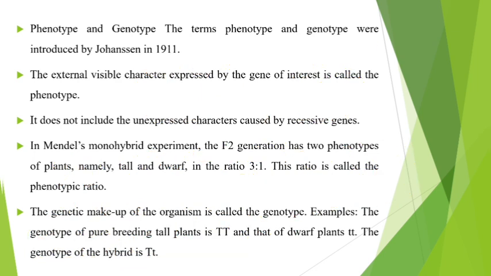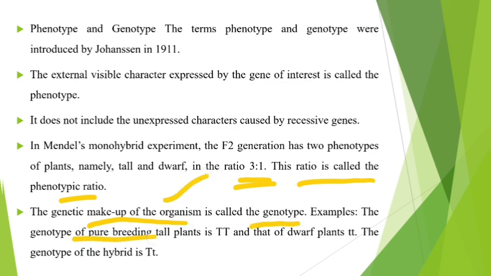Next, in a Mendelian experiment, the ratio 3:1 means 3 tall and 1 dwarf. This ratio is the phenotypic ratio. The genetic makeup of an organism is called genotype.